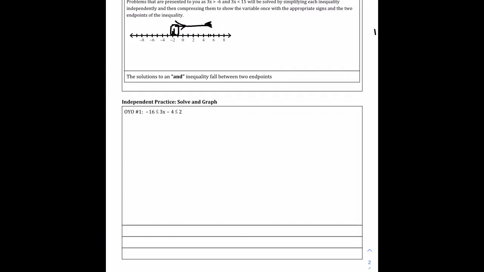When we come back to school on Monday, we'll be working on the OR version of inequalities and then working on word problems on Wednesday.